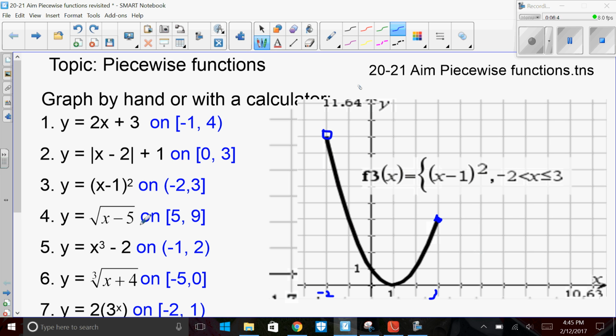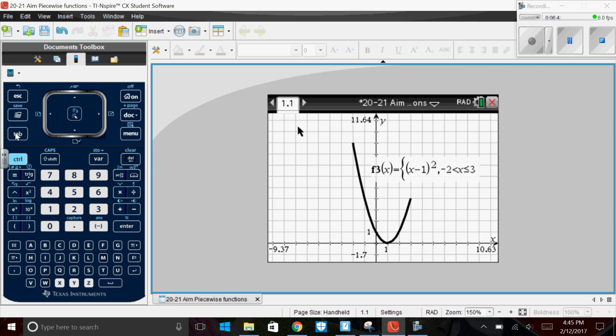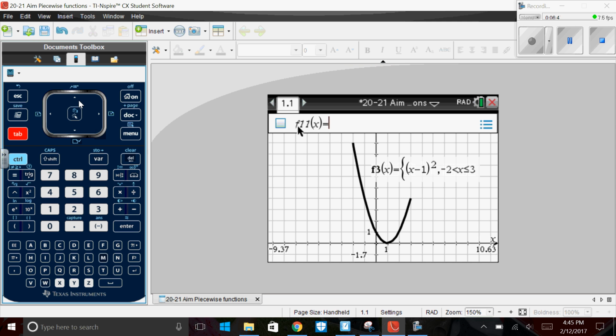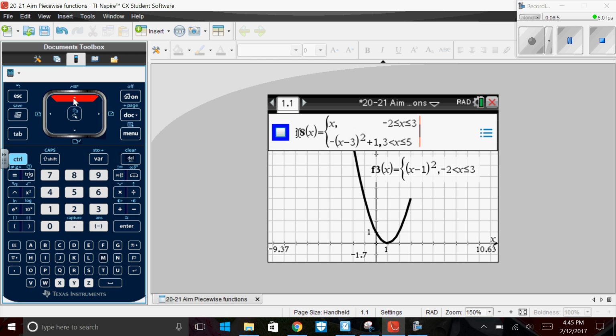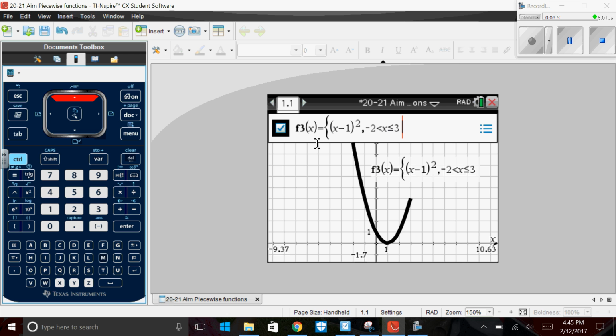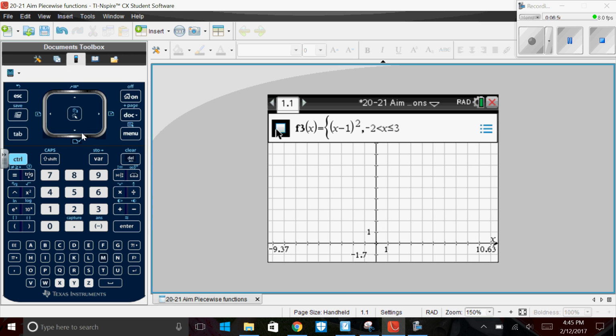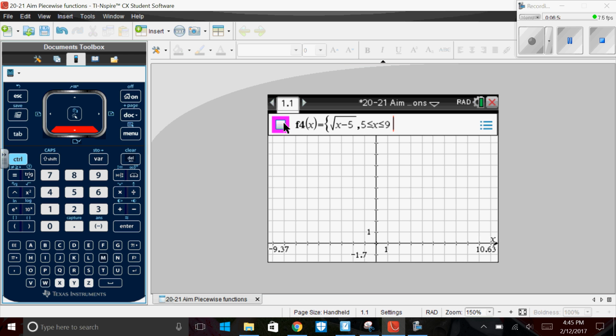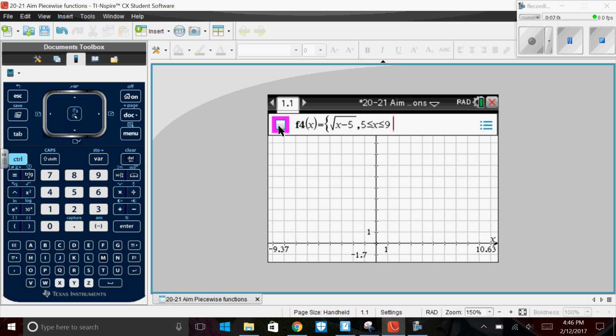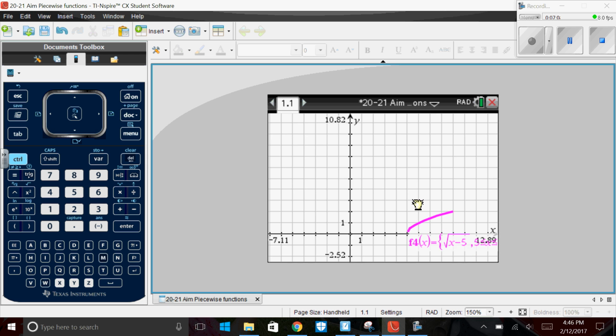Okay. Number 4 is a square root function. So let's have a look at that. Here we go. And once again, this button has all the special, you don't have to press Control, just press this button and you'll get the square root in there. Okay, and that looks like this.